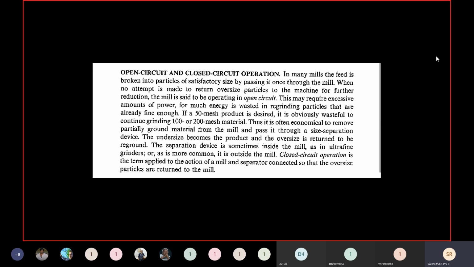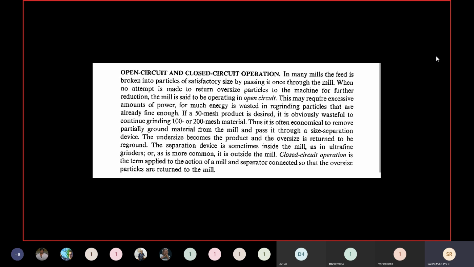In many mills, the feed is broken into particles of satisfactory size by passing it once through the mill. So when no attempt is made to return the oversized particles to the machine for further reduction, the mill is said to be operating in an open circuit. So this is the definition of open circuit.